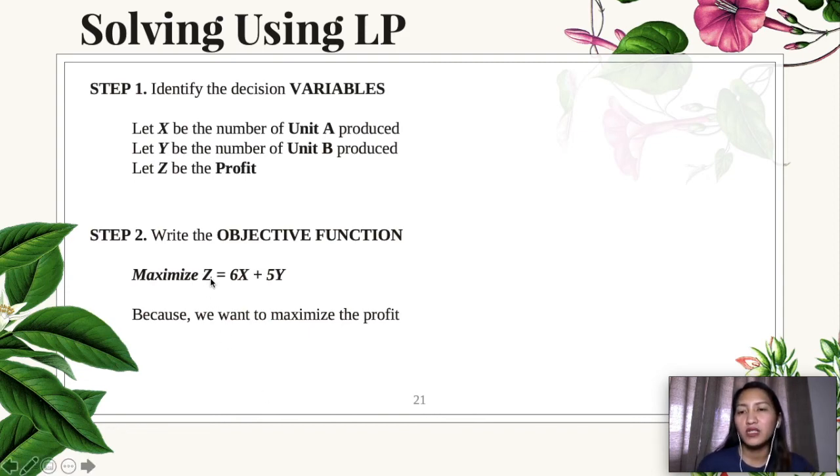Ang goal is to maximize the profit, and the profit can be solved by this equation. 6 times X, kasi kada isang value ng X, which is our unit A produced, meron tayong 6 pesos na profit, na kailangan mong idagdag dun sa profit mo naman, dun sa unit B, na kung saan 5 pesos yung profit mo for every unit B produced. So, the word maximize should be added because we want to maximize the profit. So, maximize Z is equal to 6X plus 5Y. All of these equations and all of these variables came from our word problem.